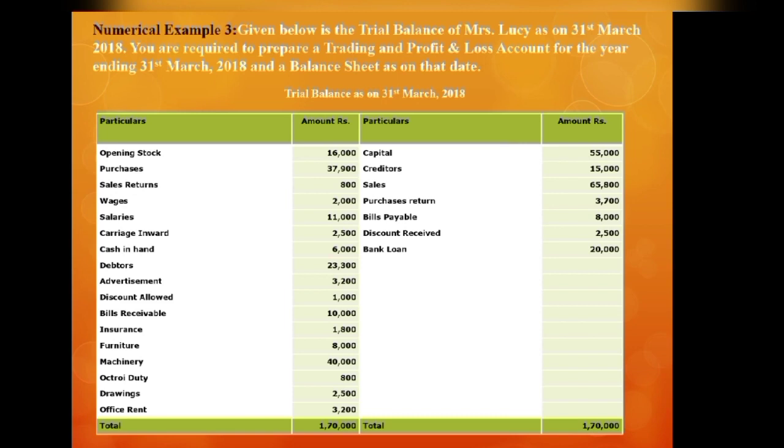Then there is sales returns. Now these sales returns will be deducted from the sales. Sales will be shown to the credit side of trading account, and from that sales returns will be deducted. Wages are the direct expenses and therefore they'll be shown to the debit side of trading account. Salaries are indirect expenses and therefore they'll be shown to the debit side of profit and loss account. Carriage inward is a direct expense and therefore it will be shown to the debit side of trading account.